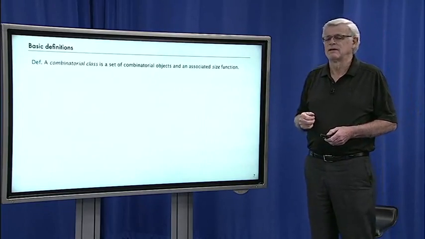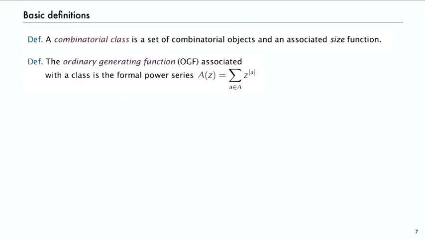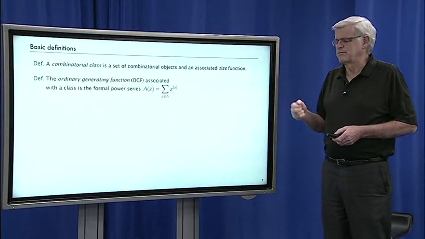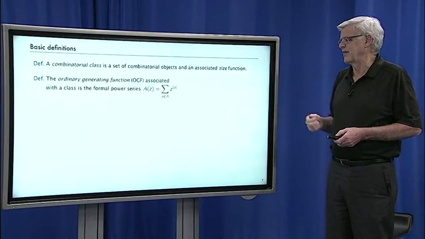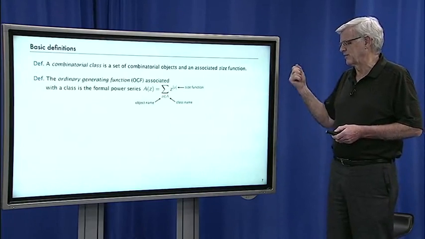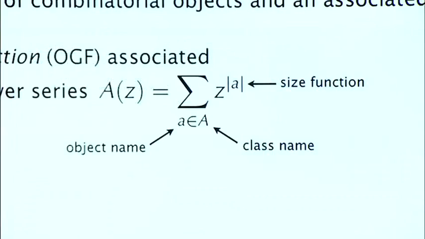So basic definitions. A combinatorial class is a set of combinatorial objects and an associated size function. That's our starting point. That's the object of study. Today what we're going to talk about as a primary object of study is the ordinary generating function associated with the class. And that's a formal power series where you have a variable z, and you sum for all objects in the class z to the size of that object. That's the ordinary generating function. So the size function is like an absolute value, it just says that's the size of the object. And then the class name is usually a capital letter with the same letter as the generating function. And then the object name is usually a lowercase letter of the same letter.